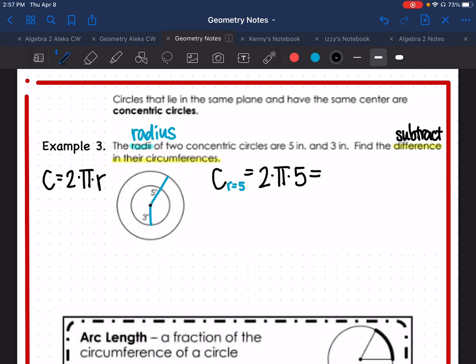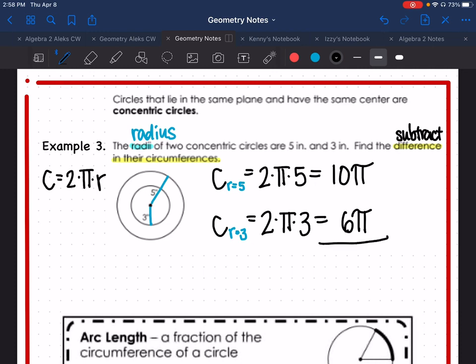I'm going to go ahead and do 2 times 5 is 10, and I'm going to leave the pi for right now. Now I'm going to do the circle inside where my radius is 3. So 2 times pi times 3. I'm going to do the 2 times 3, which gives me 6 pi. It is asking me to find the difference, so I'm going to subtract. 10 pi minus 6 pi would give me 4 pi. So this is if I was leaving it in terms of pi.